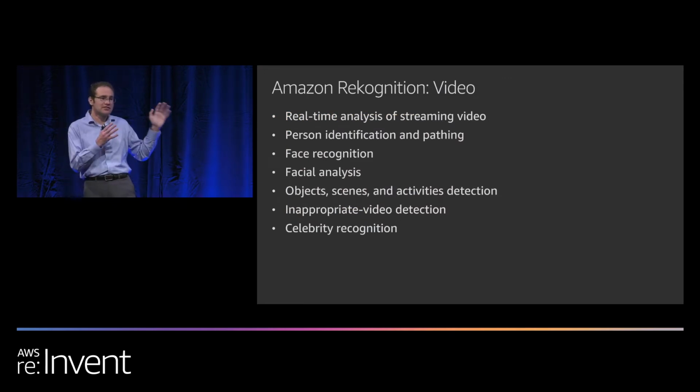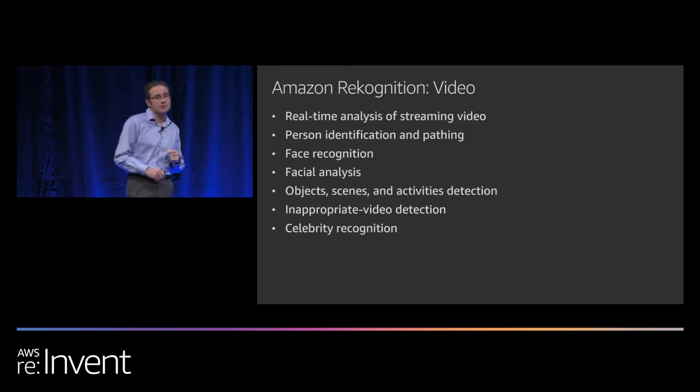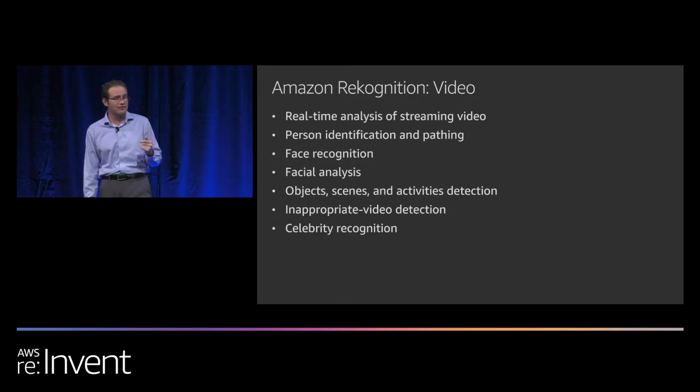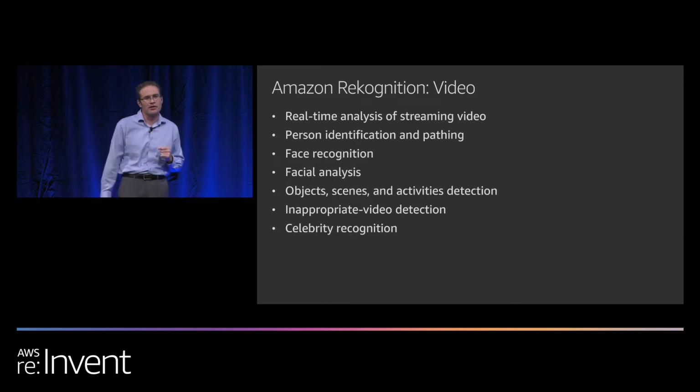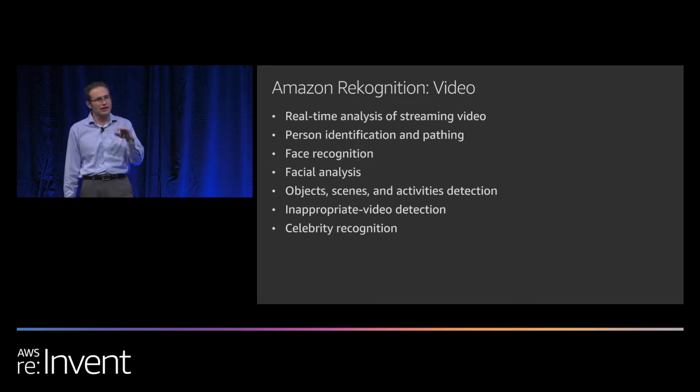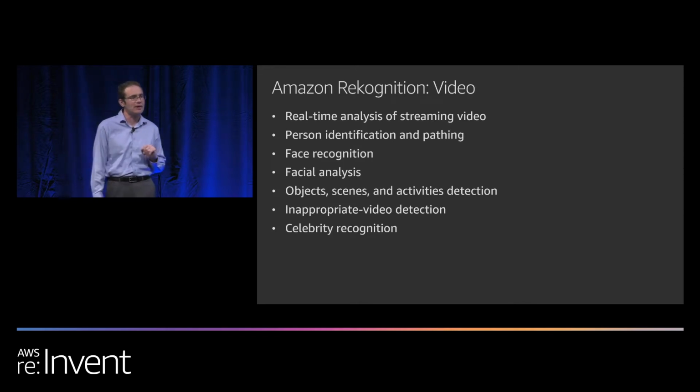So that was still images. We actually do video too. So you can do real-time analysis of streaming video where you're doing person identification and pathing, face recognition, facial analysis, object, scene and activities detection, inappropriate video detection, and celebrity recognition. So let's just double click on inappropriate video detection because I think that's something that's very, very different at AWS.